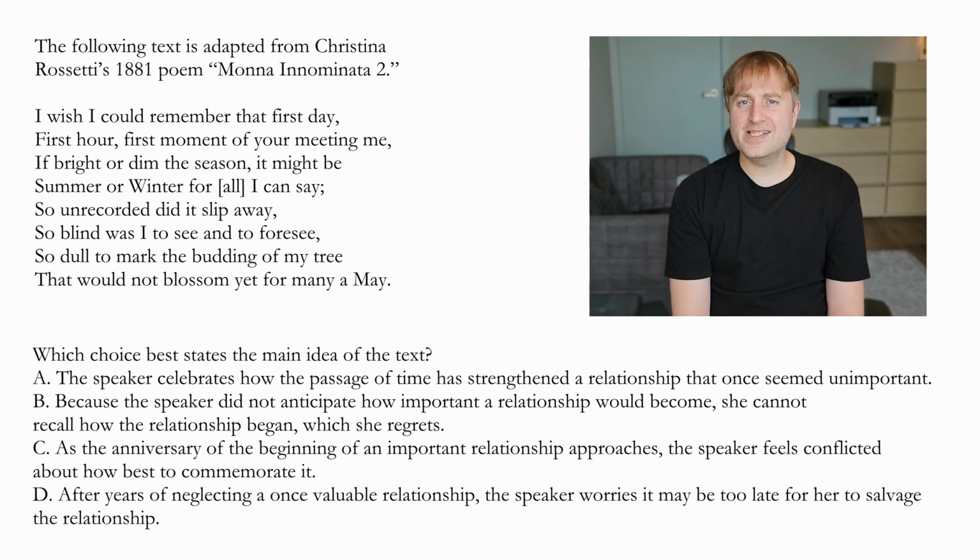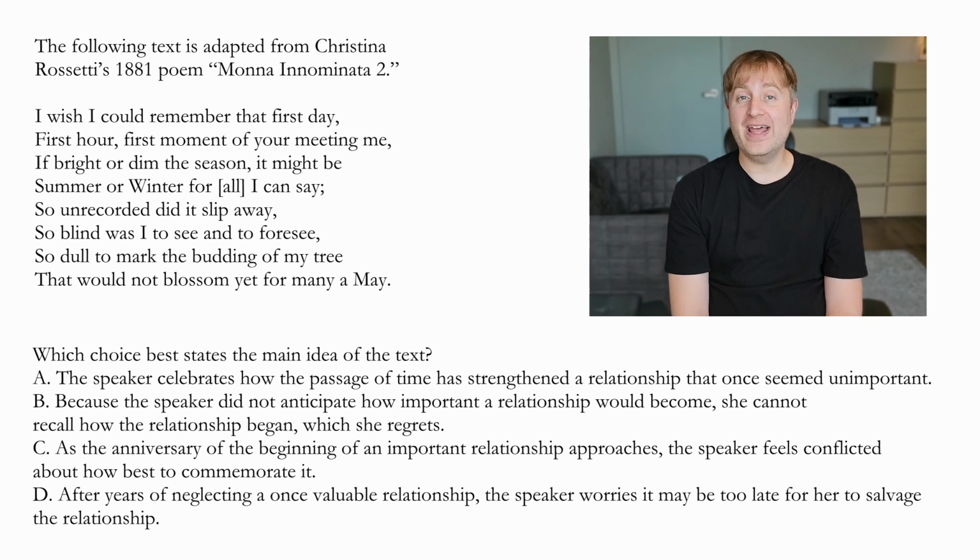So this poem is not exactly easy, but let's break it down and try to establish a few things. First, it's clear that the speaker is addressing another person, you. And she seems to be saying that she wishes she could remember when she and that person first met. But she can't. The memory was unrecorded and slipped away. And now she feels bad about that.